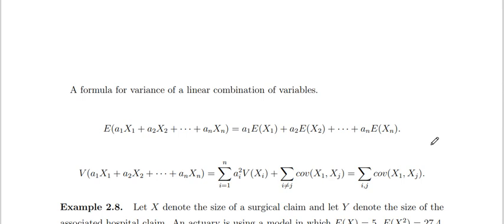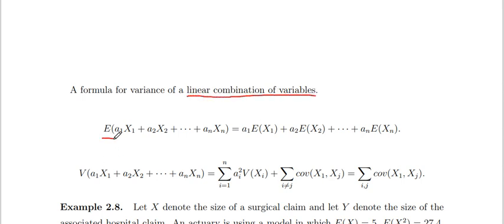Okay. So for variables, we only consider two variables. But in statistics, we usually have many data size, and we can regard each piece of data as a learning variable. But anyway, like here, we check linear combinations for many variables.